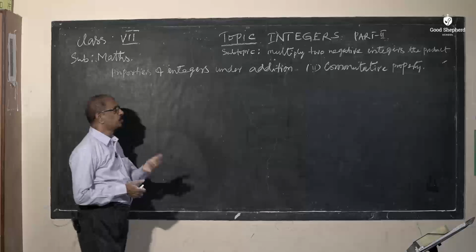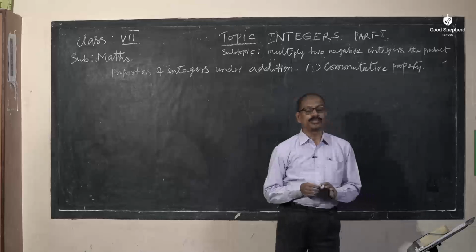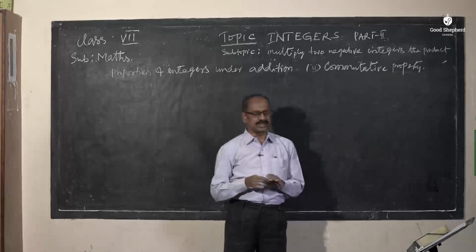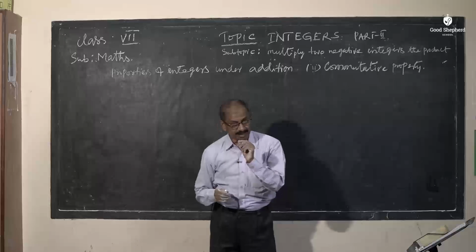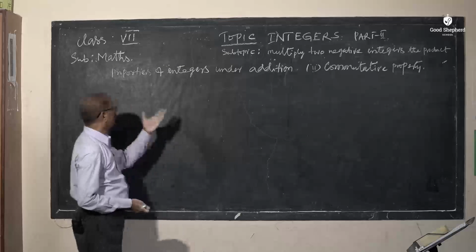So, we have learned so far how to do the multiplication of two negative integers and also more than two negative integers, and division is nothing but the inverse operation of multiplication. Now, we are going to learn what their properties are.